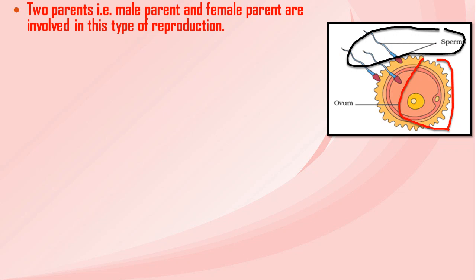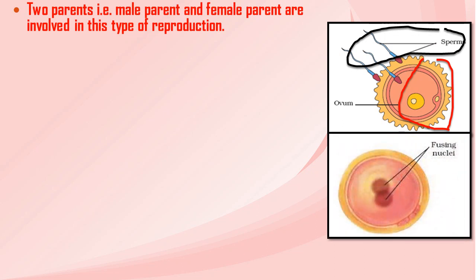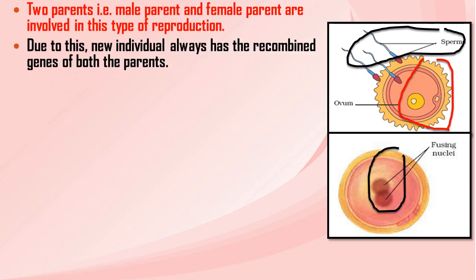And due to this, the new individual always has the recombined genes of both parents, and hence the new individual shows similarity with the parents for some characters and has some characters different from both parents. That means some characters of the new individual will be similar to the parents, but some characteristics will be different from the parents. And diversity in living organisms occurs due to this, as the new individual always has the recombined genes of both parents.